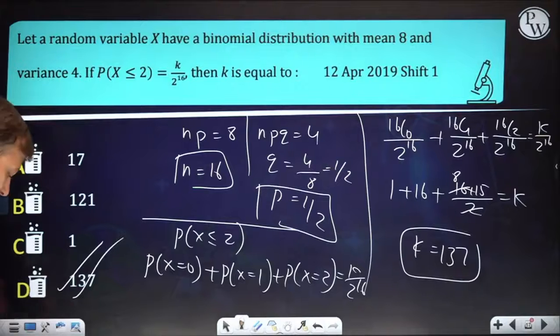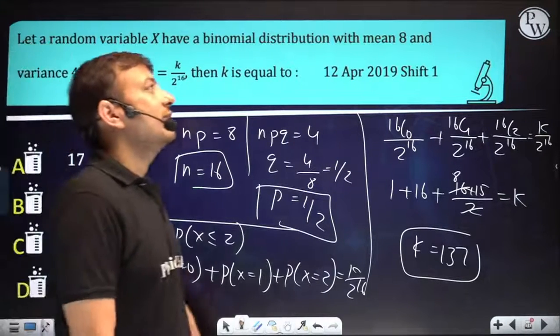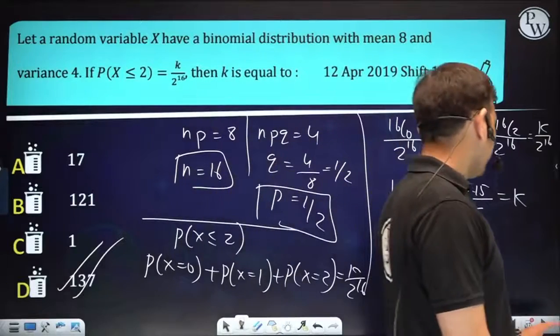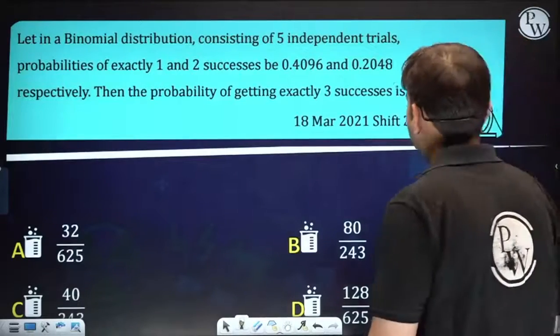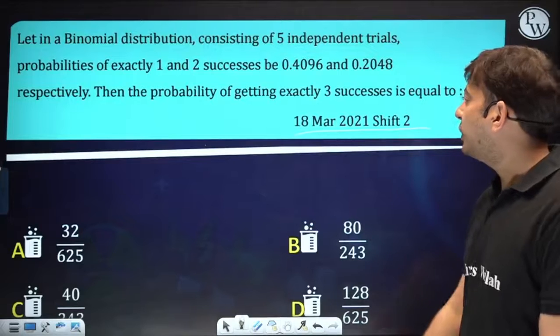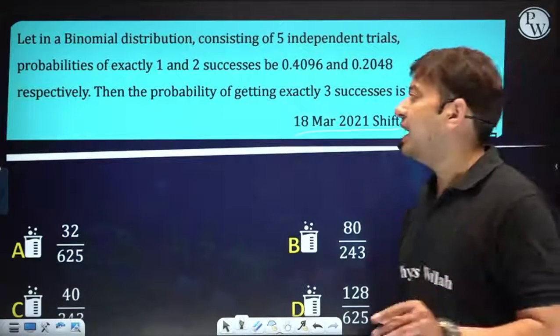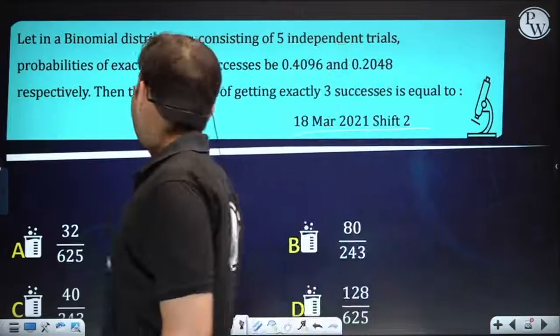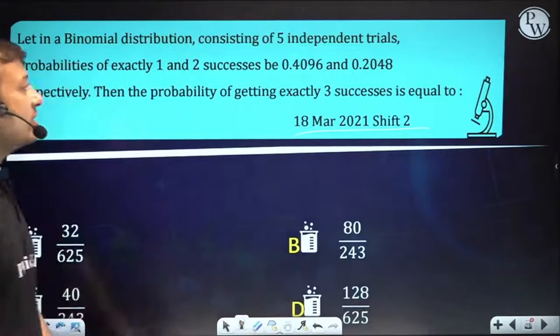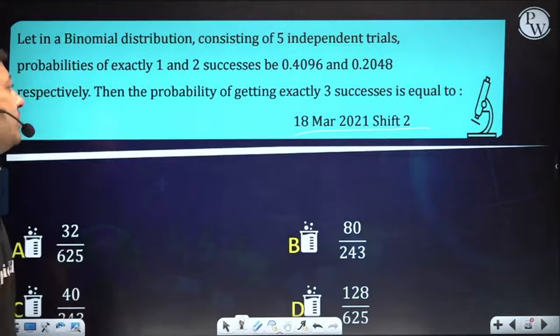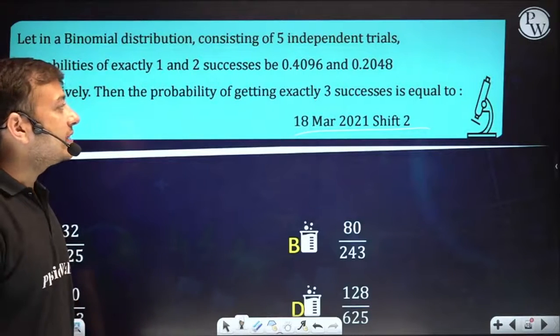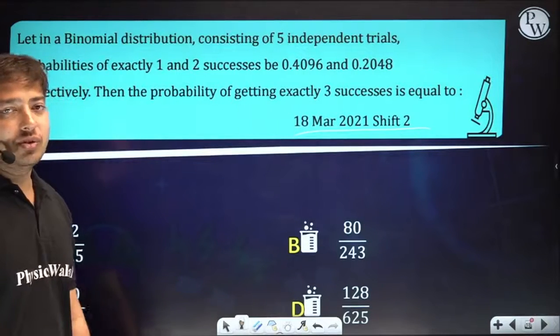Okay. Sir, literally they will be very simple, easily solvable questions. Next. Now, this came in again 2021. In a binomial distribution consisting of 5 trials, n value is 5. Probability of exactly 1 and 2 successes be this and this respectively. Then the probability of getting exactly 3 successes is equal to.